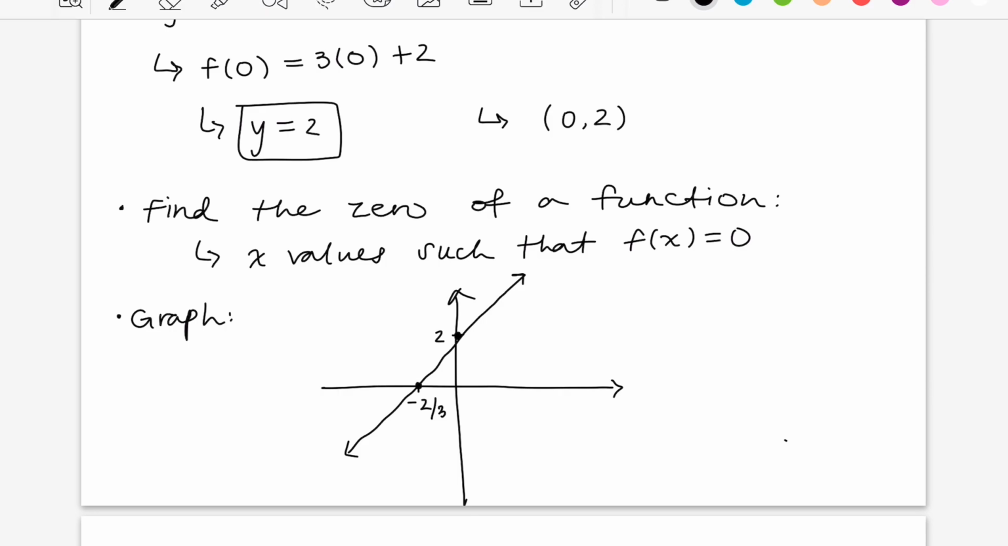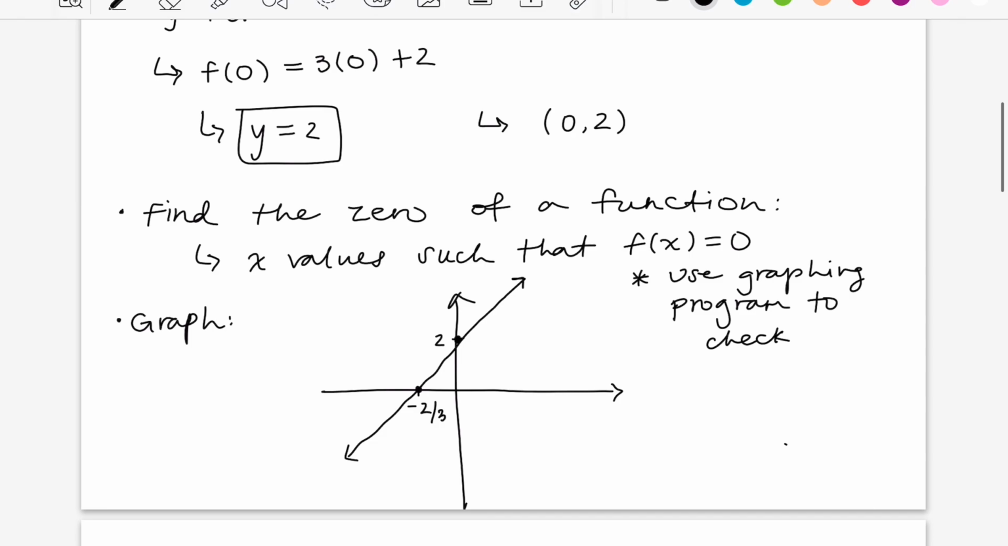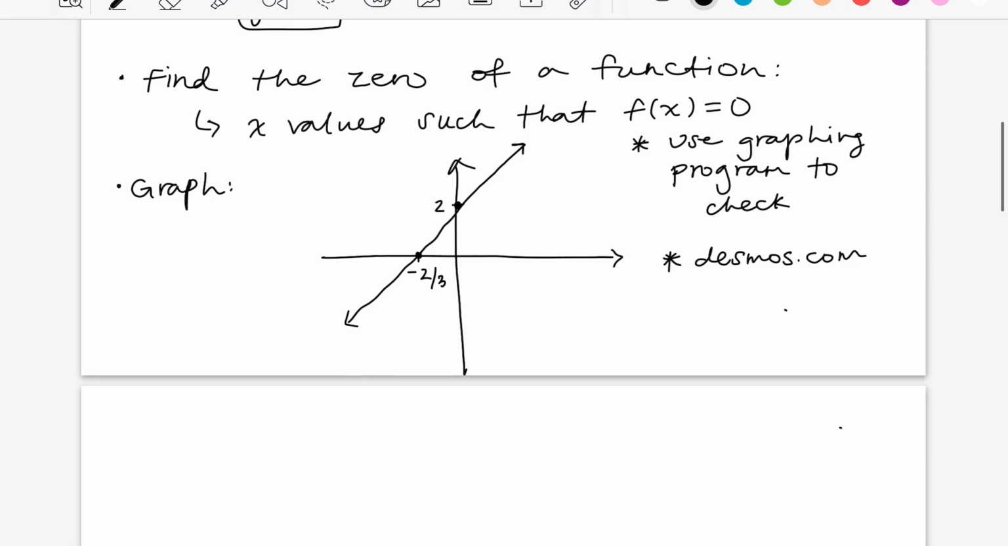And for homework and stuff, you should use a graphing calculator or a graphing program just to check your work. And so yeah, just to check, you should still be able to graph these using this process we just did. And a good program that you can use is Desmos to check your work. All right.